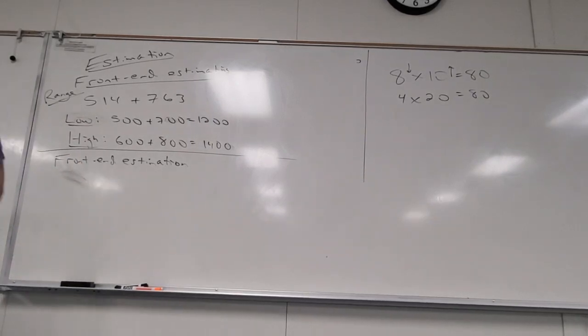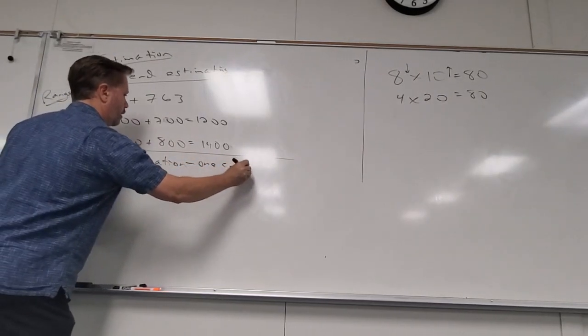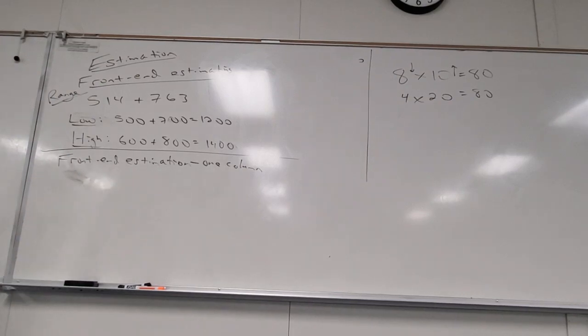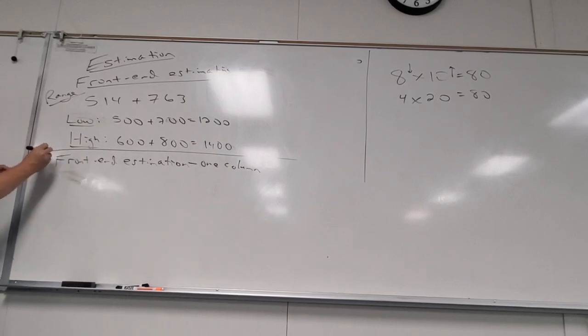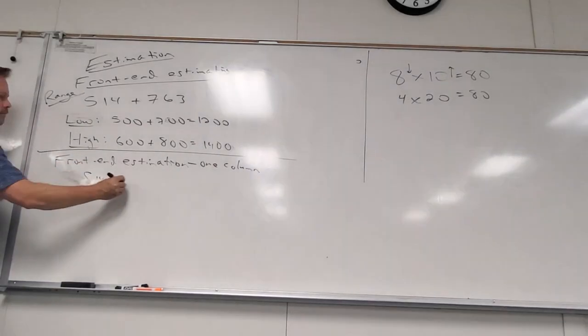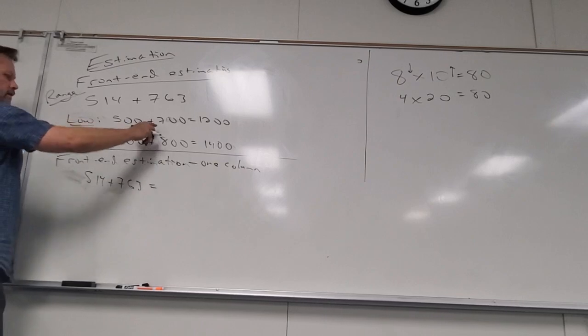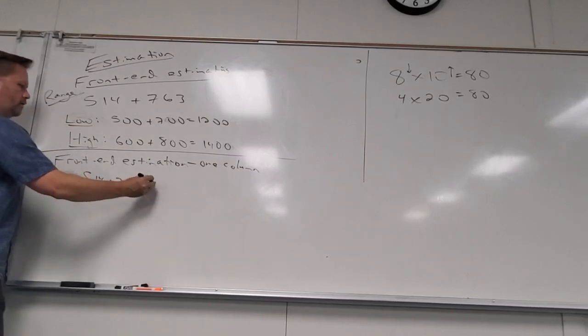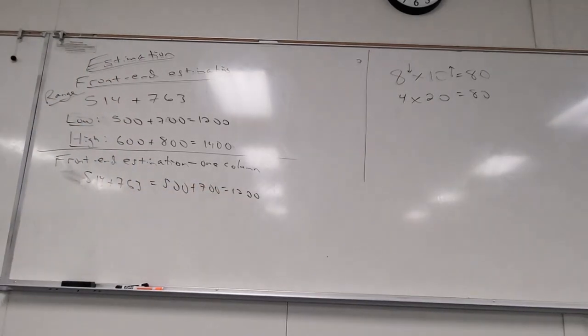So this example is going to be a little silly. How did I break it down? This is front-end estimation. Let's do one column. This is one column front-end estimation. If I do the same problem, what's kind of silly about one column estimation is I don't round, I just slice the things off. It ends up becoming the low-end estimate. So if I just look at the front numbers, this would be 500 plus 700. That's 1,200. That's crazy, right?